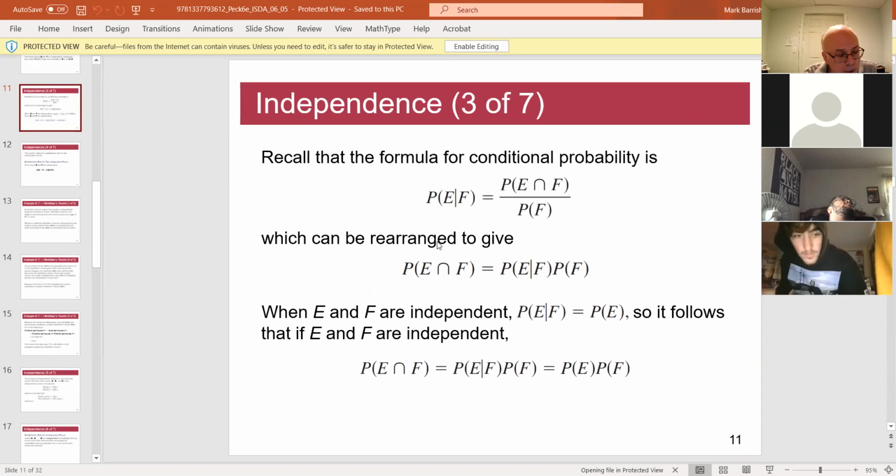This is section 6.5, the previous section's slides, and this is slide number 11. Remember, this is the formula for conditional probability. If we multiply both sides, we get the multiplication rule. This here in the middle is the multiplication rule. It says the probability of E and F is equal to the probability of E given F times the probability of F. Now, I had mentioned to you that there are two sets of these. We could say the probability of E and F is also equal to the probability of F given E times the probability of E. There are two versions of the multiplication rule.